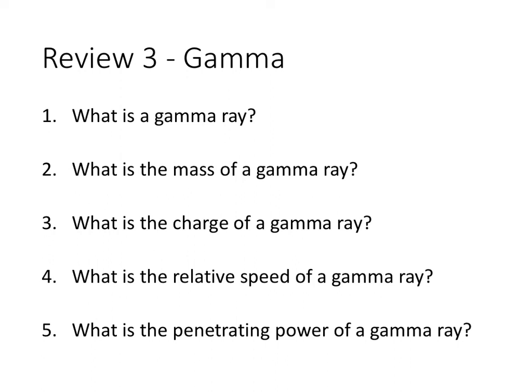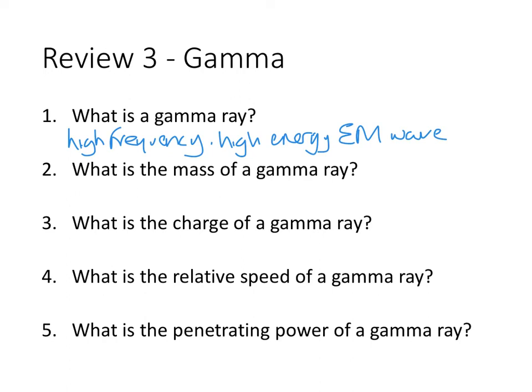So we've got some review questions, so you're going to pause the video, you're going to answer the questions. Feel free to go back in the video to look at the information on the previous slide. So what is a gamma ray? It's a high frequency, high energy electromagnetic wave. What's the mass of the gamma ray? It's 0. What's the charge of a gamma ray? Again, it's 0 because it's not a particle, it's got no charge. The relative speed is extremely fast.